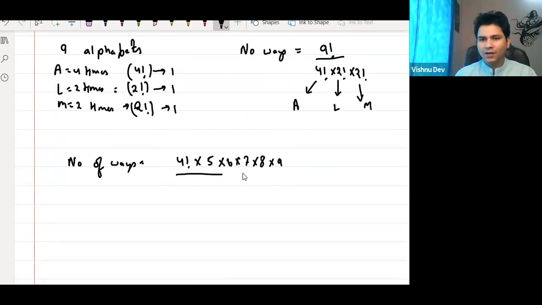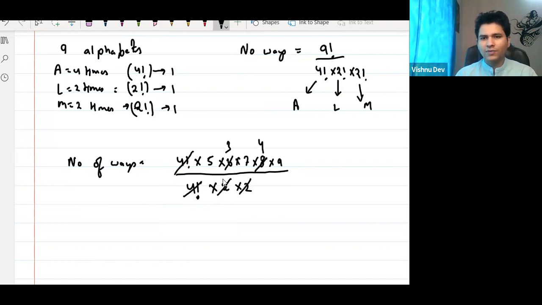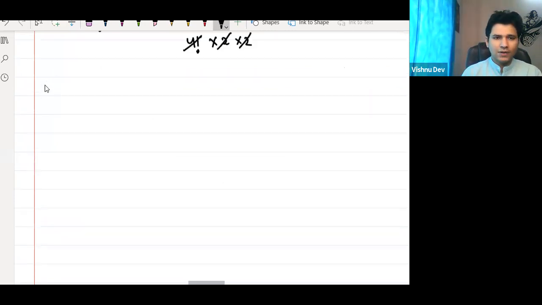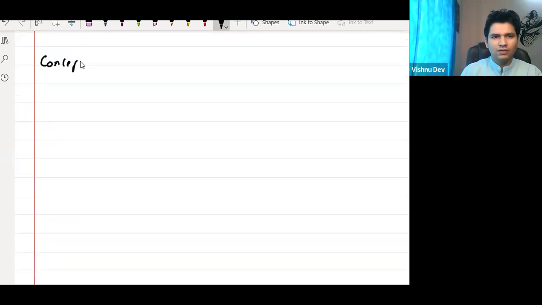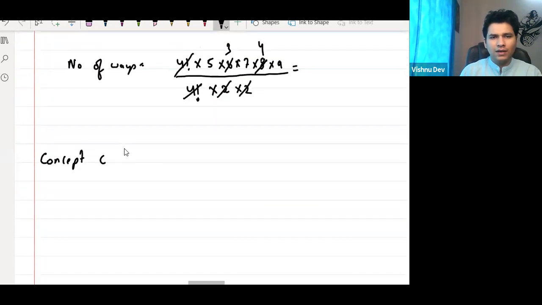1, 2, 3, 4 we wrote as 4 factorial, right? 4 factorial into 2 factorial, which is 2. This is 2. 4 factorial cancels. 2 times 3, 2 times 4. So I guess all of you can multiply this now. Multiply and write the answer. Yes, that will be the answer, this is the total number of ways.